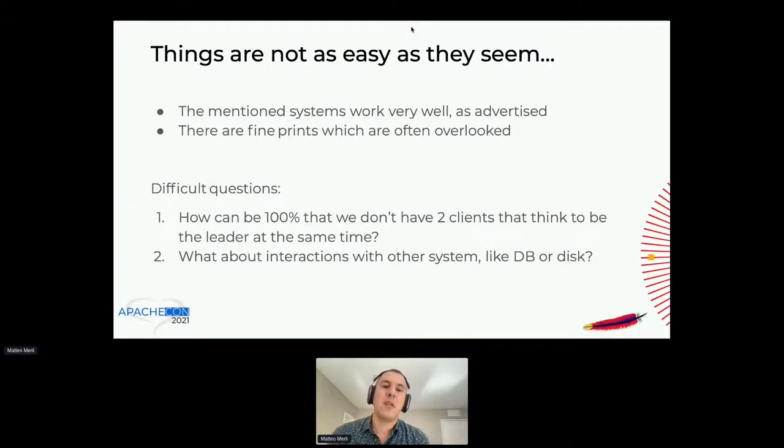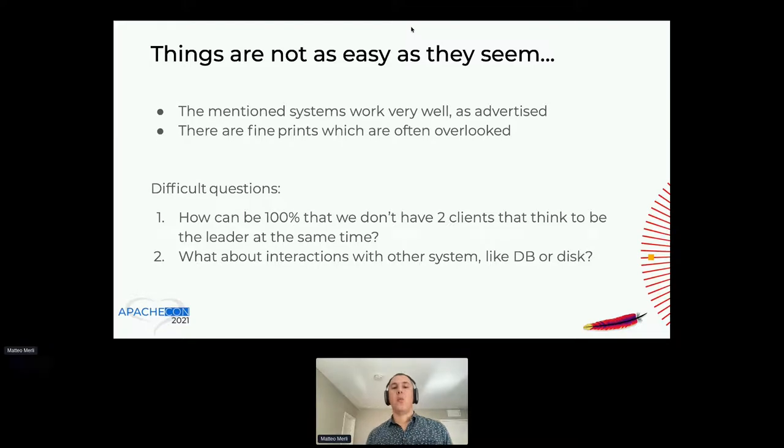But the question is that there are fine prints in the semantics of the citizen that are very often overlooked. And they're a very difficult question that you have to answer. So for example, how can you be 100% sure that we don't have two clients that think to be the leader at the same time?